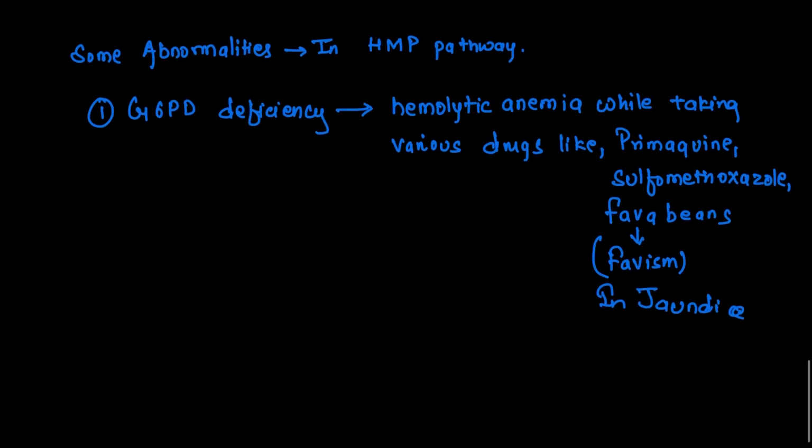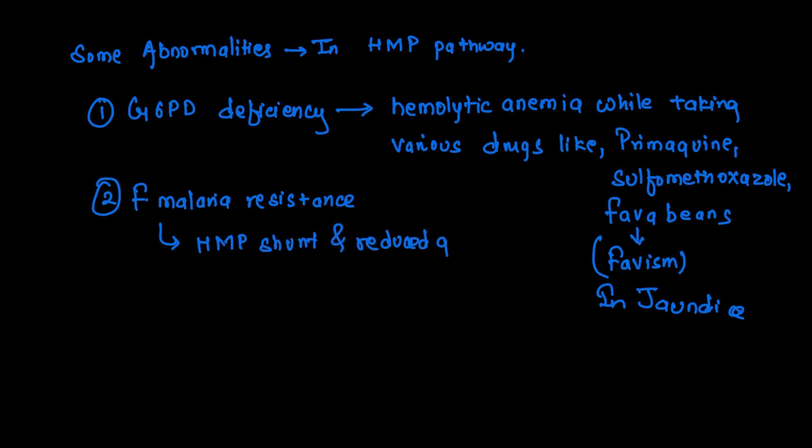Moreover, a person will get falciparum malaria resistance, as primaquine and reduced glutathione are needed for growth in RBCs.